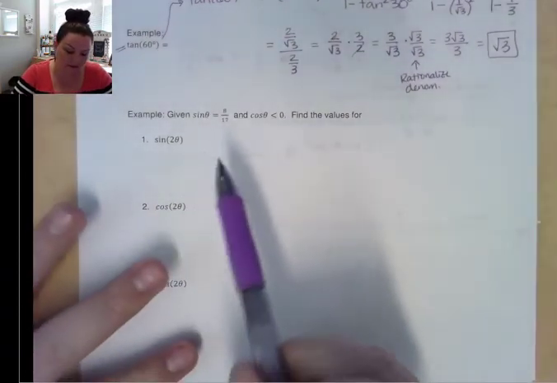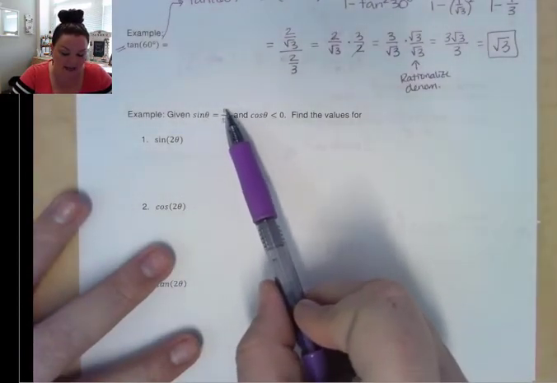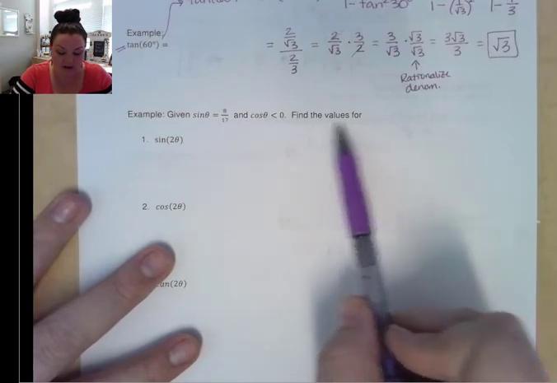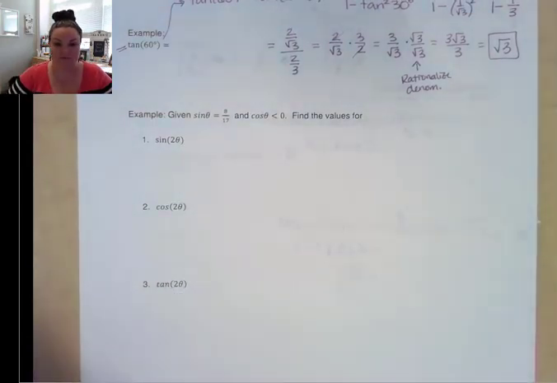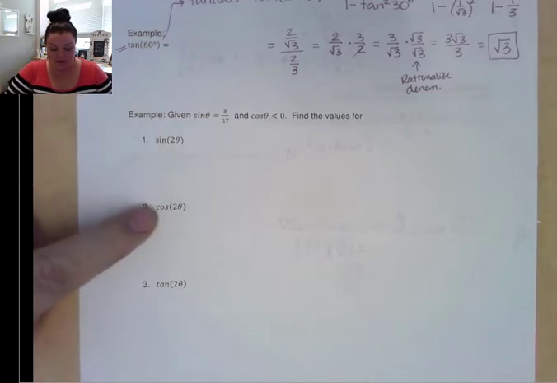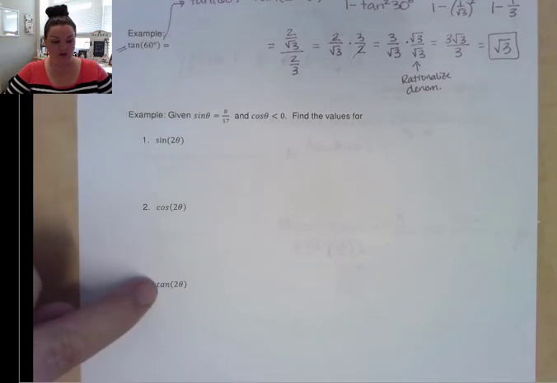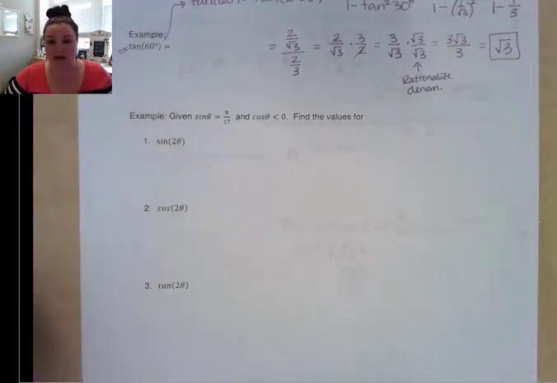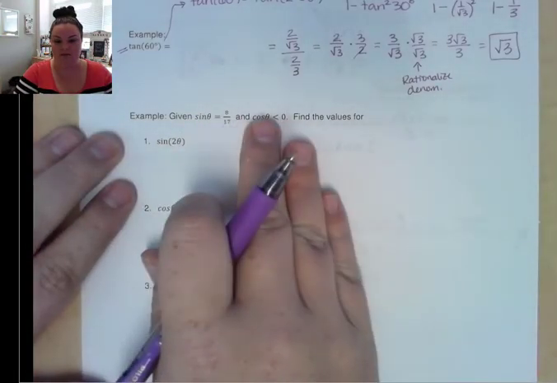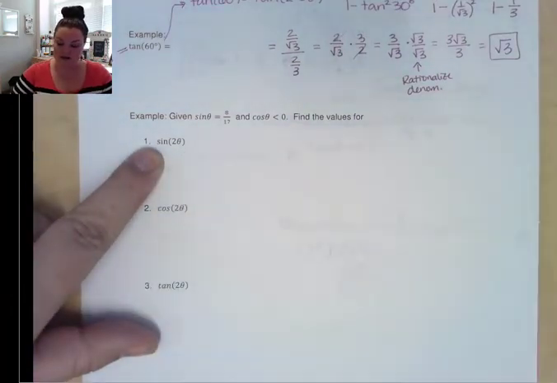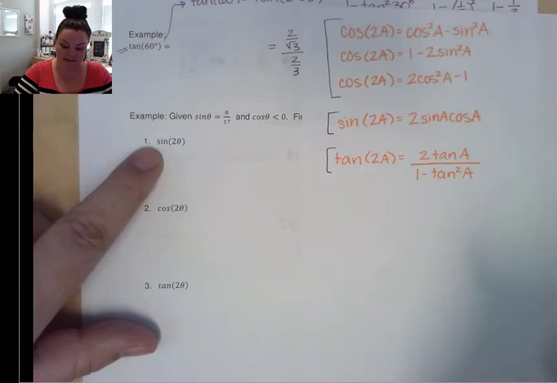So this says, given that sine theta is 8 over 17 and cosine theta is less than 0, find the values for these 3. Okay, now these are the formulas we just came up with. So we need to figure out what would be the best formula to use for these that we just came up with, and do we have enough information to solve them? So without even thinking about what was given to us, if I want to find sine of 2 theta, that's my sine formula, right? That's this one right here.